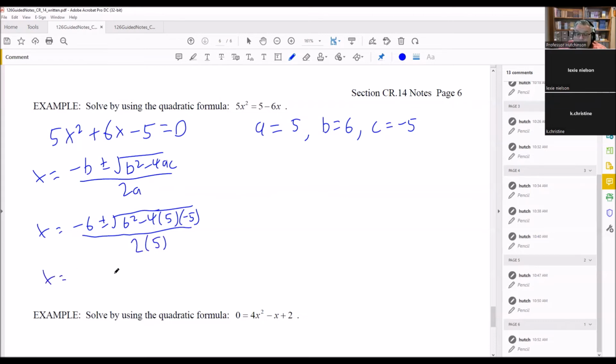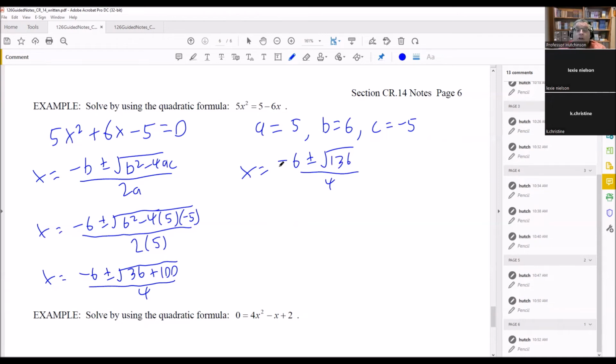All right, so now we have to simplify that further. So we're going to simplify all this inside. That's 36 minus is a plus, and we're going to get plus 100 there inside, all over 10. Let's keep on going with this. We want to simplify this down as much as possible. Inside we get 136.